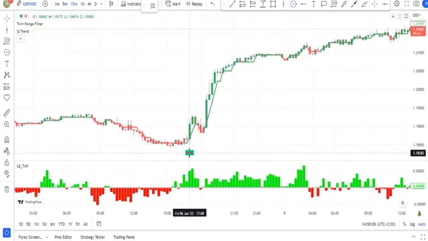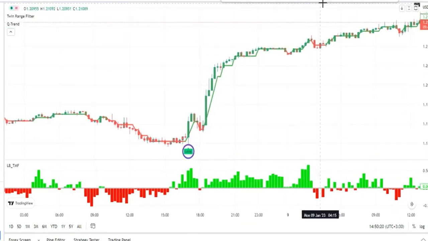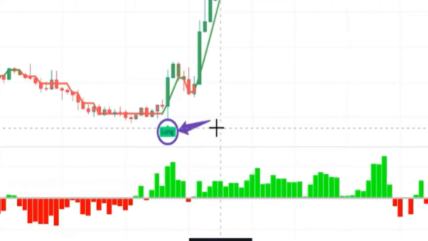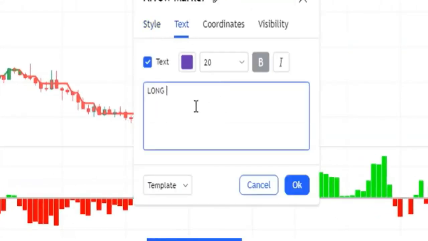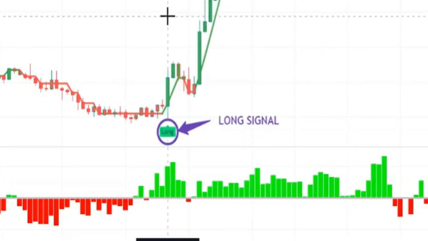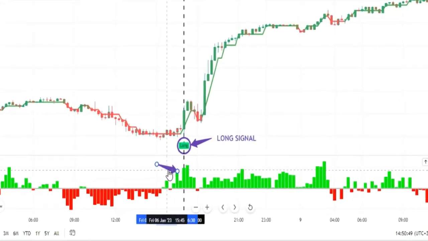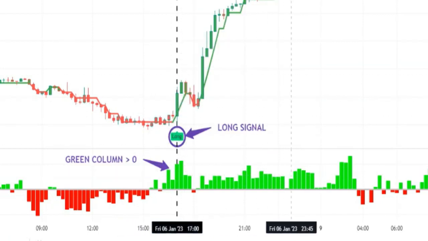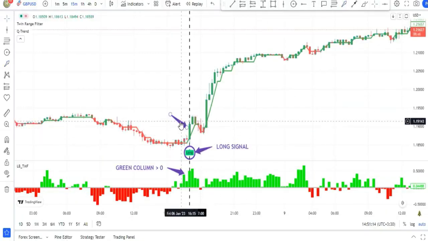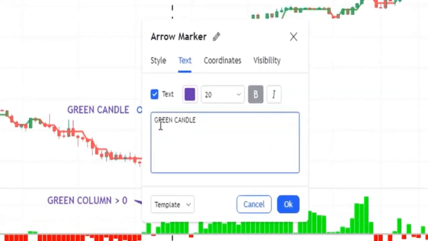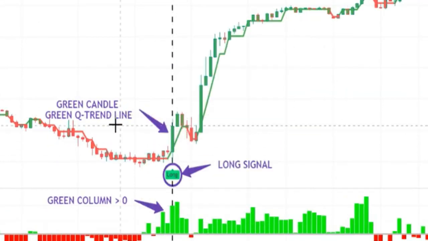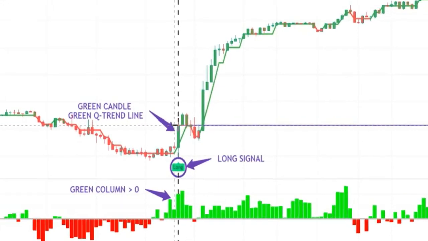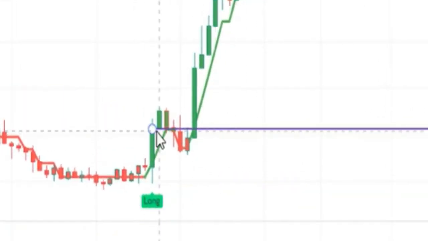Now let's check out the trading rules of our strategy. For a buy signal, a long signal should be issued by the Twin Range Filter. Then the histogram of the TMF indicator should be green and above 0 level. And for the last confirmation, the candlestick and the Q Trend line should be green. So now we can open a buy trade at the close price of the trigger candlestick.